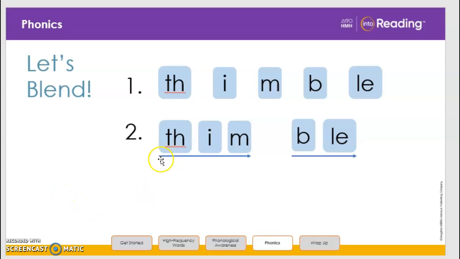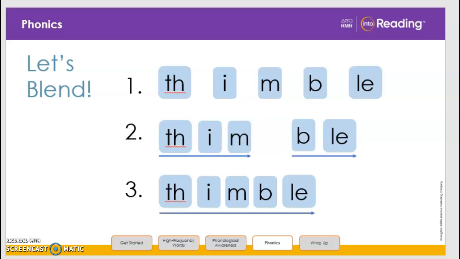Let's look at this together, and I will show you the blend motion as we read it. Thimble, thimble. Let's try again. Thimble. So we have T-H-I-M-B-L-E. Thimble. Thimble. There's our two syllables. Put it all together. Thimble.